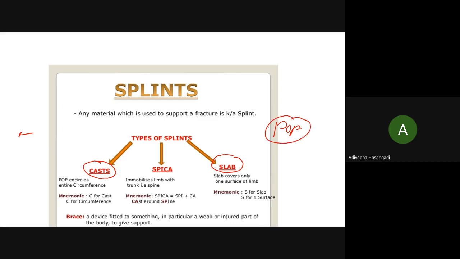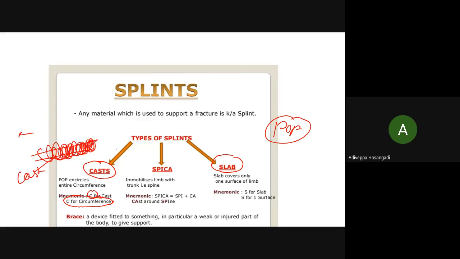The POP, whatever we use normally, is plaster of Paris. If the entire limb, the entire circumference of the limb, is covered by POP, so C for cast, C for circumference. So if this is a fracture, you completely put a POP bandage. You encircle completely with a POP bandage.